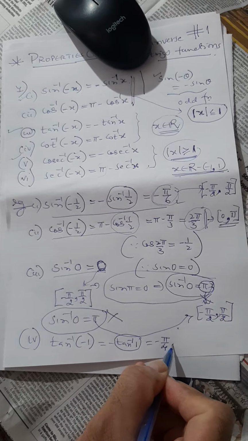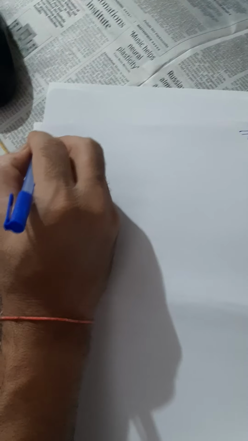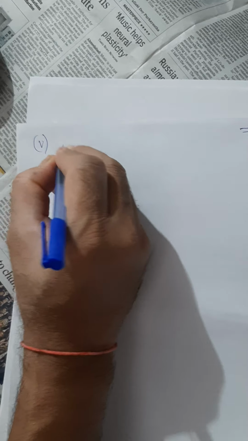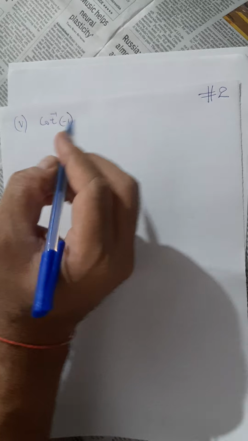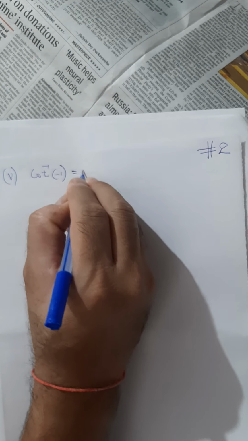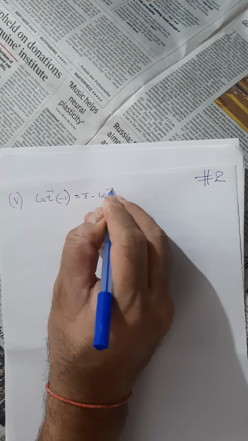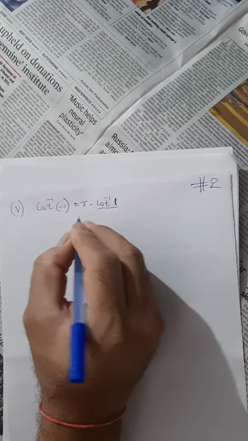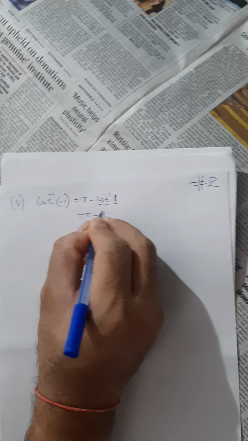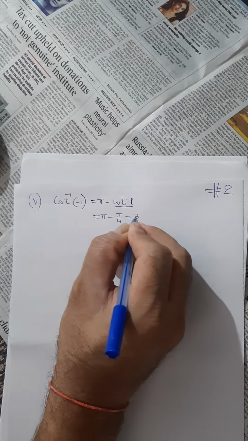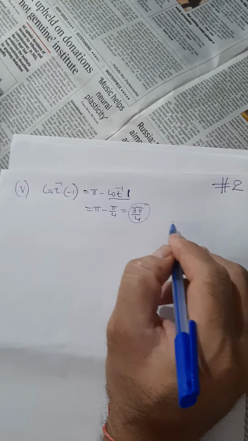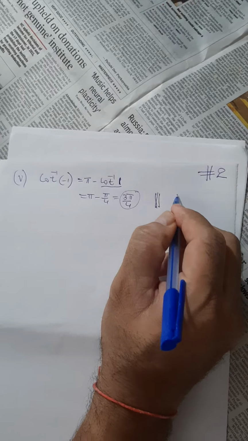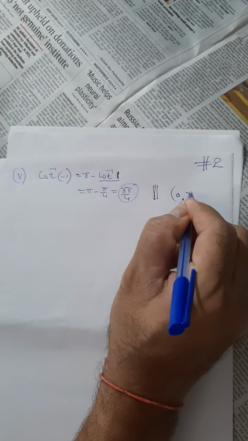One more, suppose I write cot inverse of minus 1. As per that theory, this is pi minus cot inverse 1. Now what is cot inverse 1? It is pi by 4. So pi minus pi by 4. So the correct answer is 3 pi by 4. And remember that 3 pi by 4 is in the domain of the cot inverse function. So what is that domain? Open interval 0 to pi.